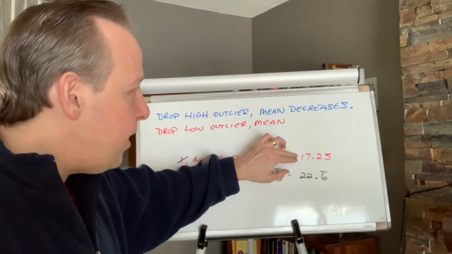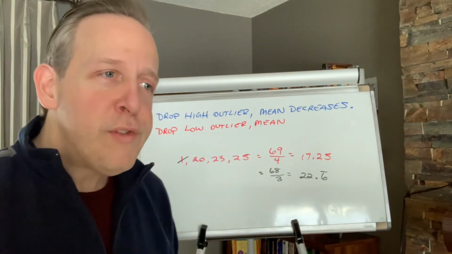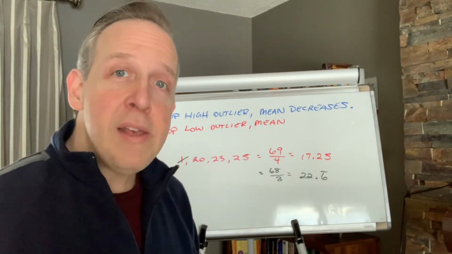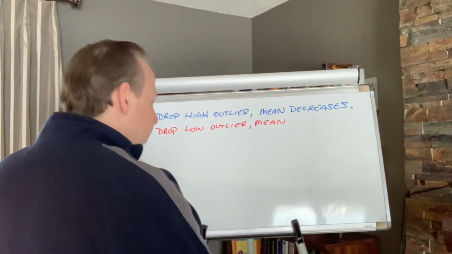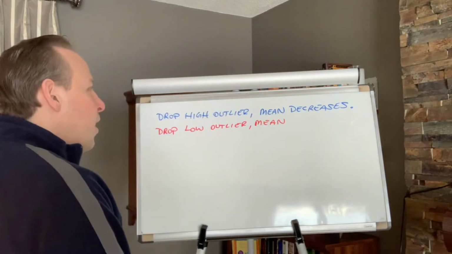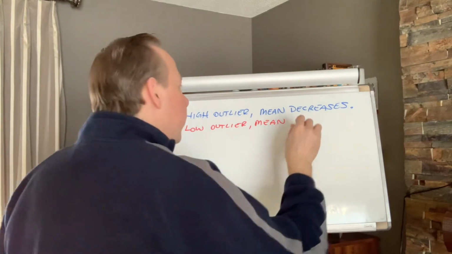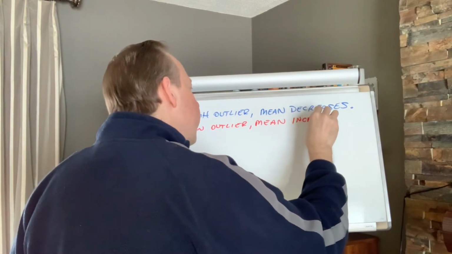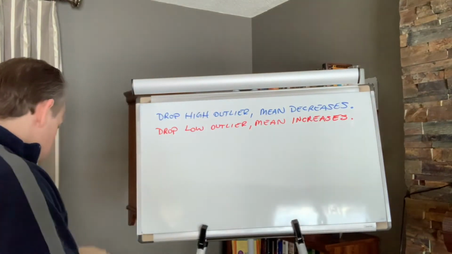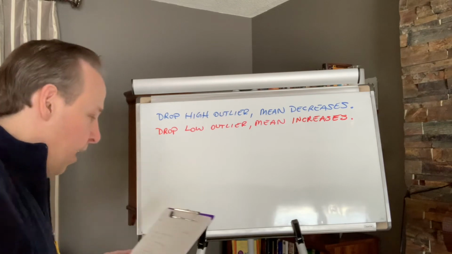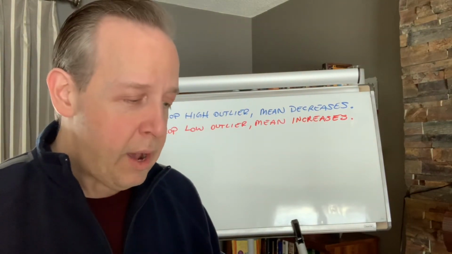By dropping the low outlier, what was the effect on the mean? It went from 17 and a quarter to 22 and 2/3. So by dropping the low outlier, the mean increased. So the word that's missing in my definition right now is the word increases. So dropping a low outlier, the mean increases, goes up. Okay, we call that the effect of removing an outlier.